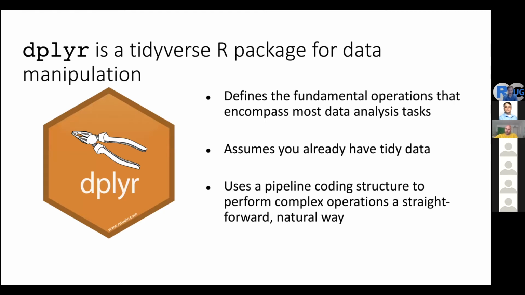So dplyr, like the graphic and the name imply, is a piece of pliers. Think about this as a tool for doing data manipulation. It essentially defines fundamental operations that encompass most data analysis tasks. Again, like the opinionated part, it assumes you already have tidy data. And I'll show you here at the end that you can use this pipelining coding structure that's really cool, that allows you to do really pretty complex operations in a straightforward and natural way. These kinds of pipelines almost read like English if you were to read them out, and they're really cool and flexible and powerful. We'll see what one of those looks like in a little bit.